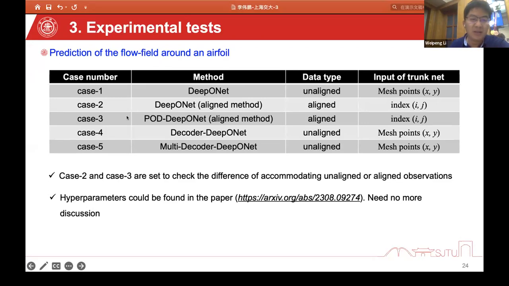And the third case is POD DeepONet, similar to the second one, and the input in the trunk net is also the IG, the index. The third one is the hybrid Decoder DeepONet, and the input is XY, and it treats the observation as unaligned. And the fifth one is multi decoder DeepONet with input augmentation. The parameters can also be found in our paper.